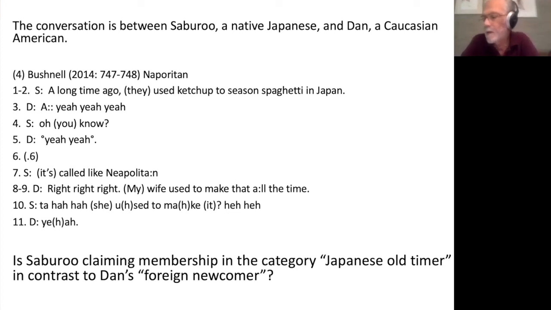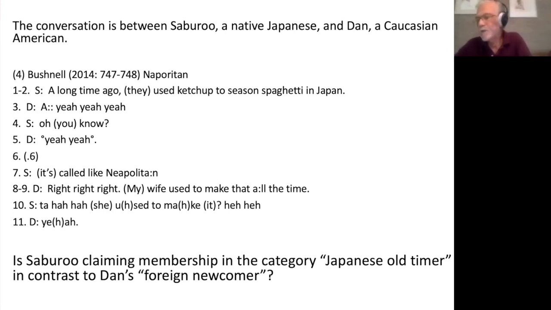And he notes that Dan in line 3 contradicts Saburo's, I'm quoting, proposed categorization framework. Saburo goes on in line 7 to challenge Dan's epistemic claim and to reassert his own epistemic authority together with his original categorizations, which Dan once again denies. There's more to it, but that's what we need for our purposes.